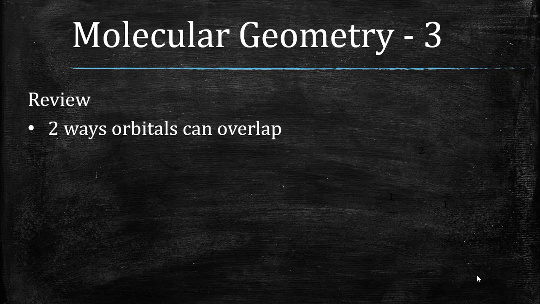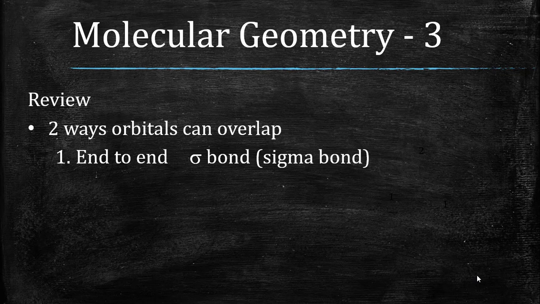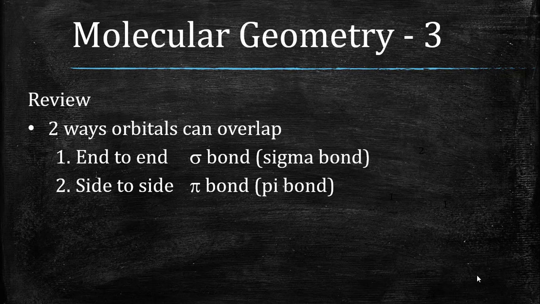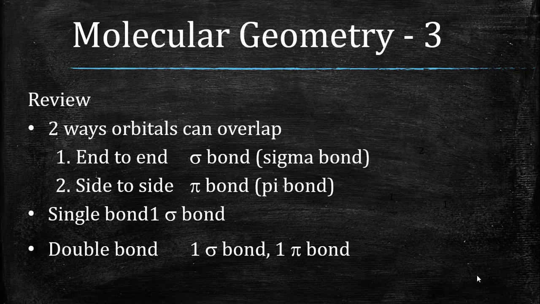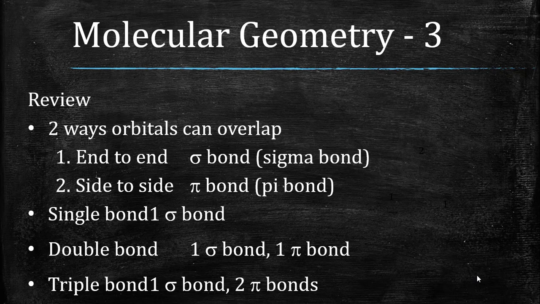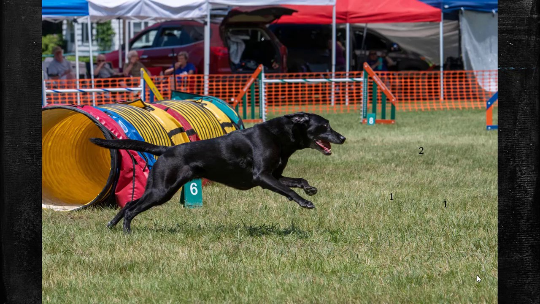Orbitals can overlap in 2 ways, end to end, which is called a sigma bond, or side to side, which can only be p orbitals, and those are called pi bonds. A single bond is 1 sigma bond, a double bond has a sigma bond and a pi bond, and a triple bond has 1 sigma bond and 2 pi bonds. And that finishes the discussion of molecular geometry. In the next section, we will see that in chemistry, function follows form, and form is dependent upon molecular geometry.